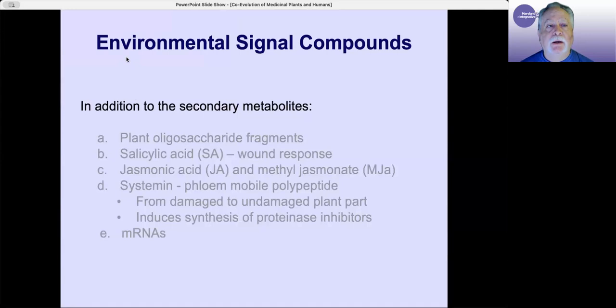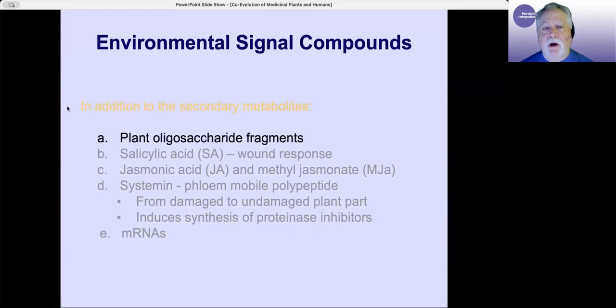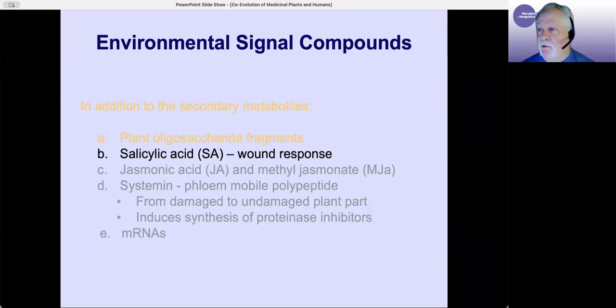So just beyond the secondary metabolites we talked about, you've got plant oligosaccharide fragments. These are simple sugar fragments. They could come from the destruction of cell walls. Their presence in the plant initiates a set of signals. There's salicylic acid. Some of you may know that from acetylsalicylic acid or aspirin, right? A number of plants contain that. We use that for inflammation and pain.